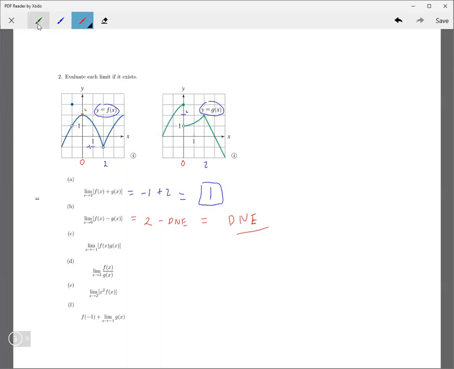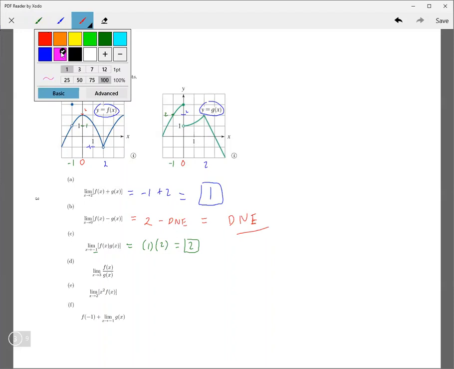Okay, for part C, we're going to -1. Okay, and so here's -1. And f is going to 1. Okay, so that's 1. G is going to 2. This is 2. So that's just going to be 2.